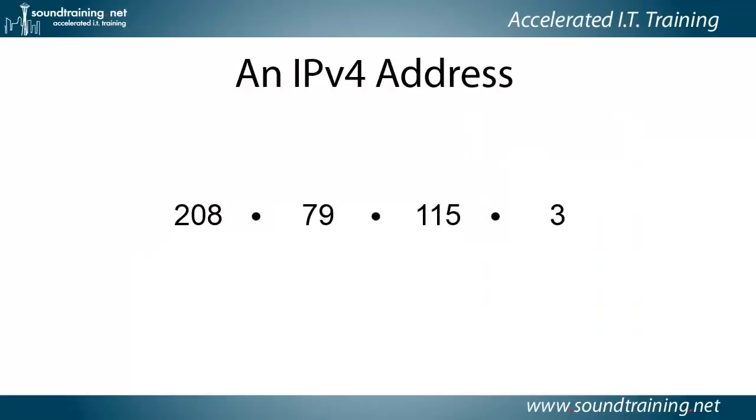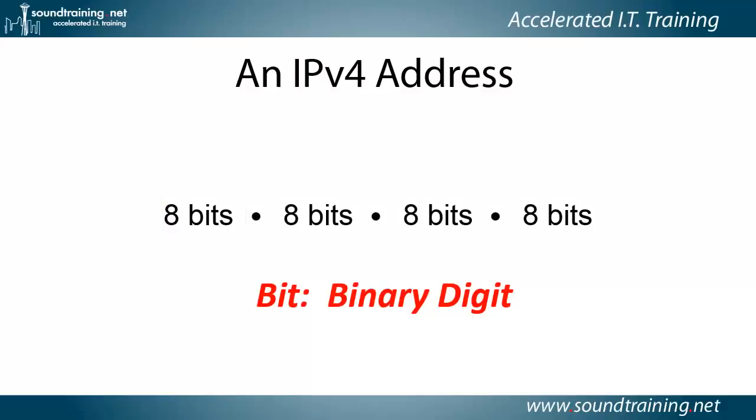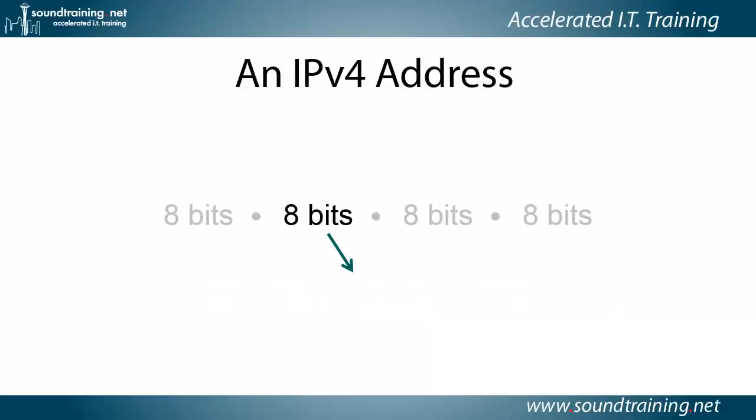Now let's go to an example. Here we see an IPv4 address. This is just some random address that I chose, 208.79.115.3. Each one of those sections is called an octet or a byte. And the reason they're called octets or bytes is because they map to 8-bit binary numbers, and there's 8 bits in a byte. Now a bit is simply a contraction of the term binary digit. And every IP address, IPv4 address anyway, is made up of a total of 32 bits, divided into 4 sections, again called octets or bytes. Bits exist in one of two states. They're either on, in which case they're represented by a 1, or off, in which case they're represented by a 0.